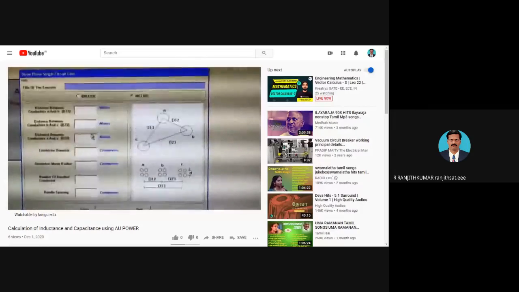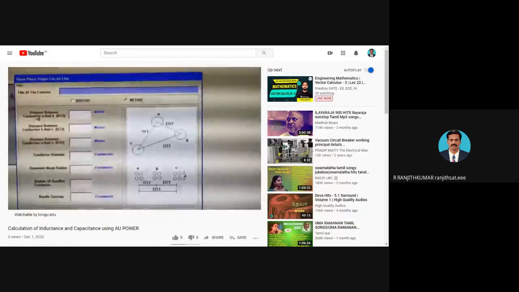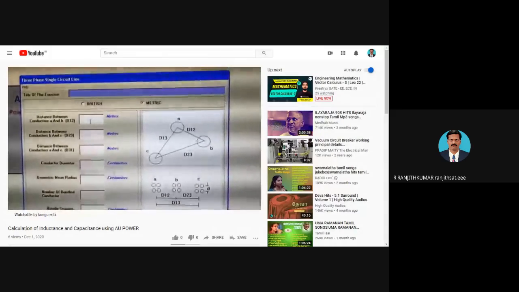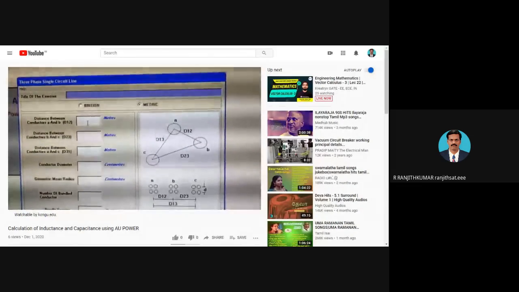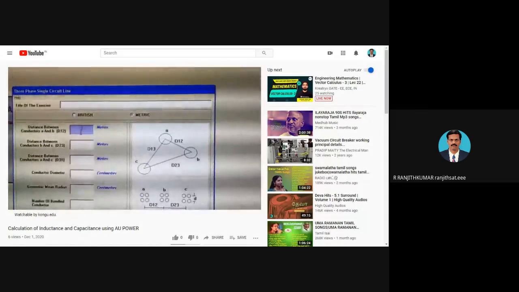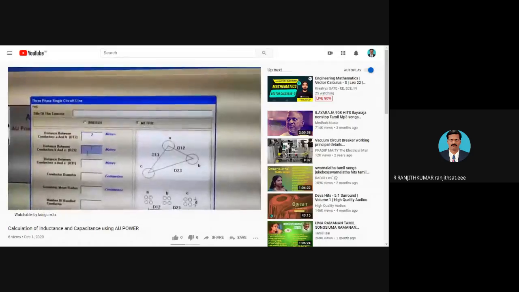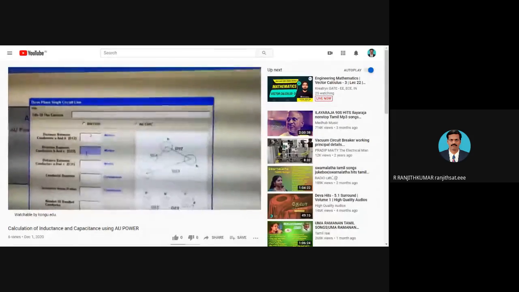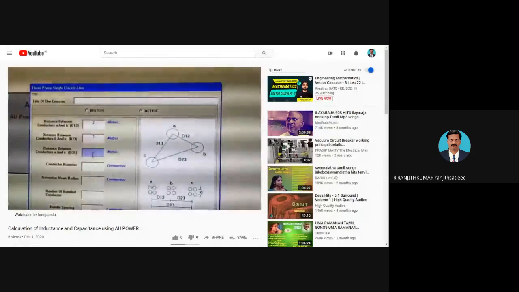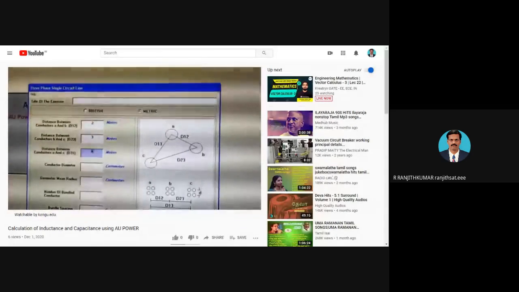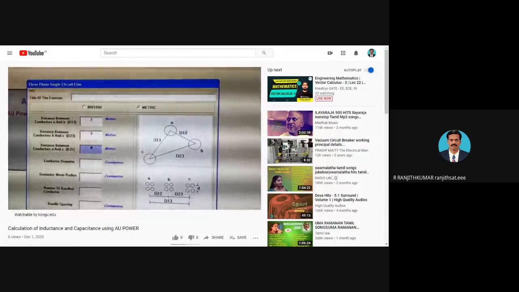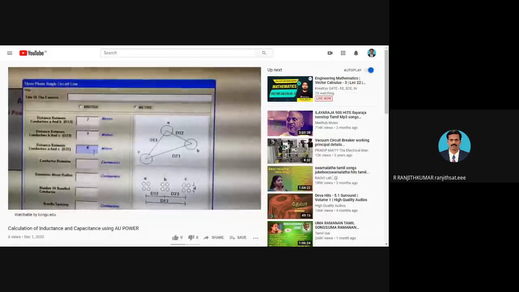We have to enter the data from the question. First data is distance between the conductors A and B in meter. It is given as 2 meters in the question, so I am entering 2. Next, B and C is 3 meter, and A and C is 4 meter. While writing, I told it is centimeter in the question. It is not centimeter, the distance is meter. You correct it in the question.